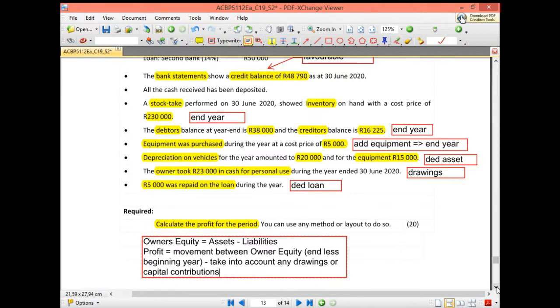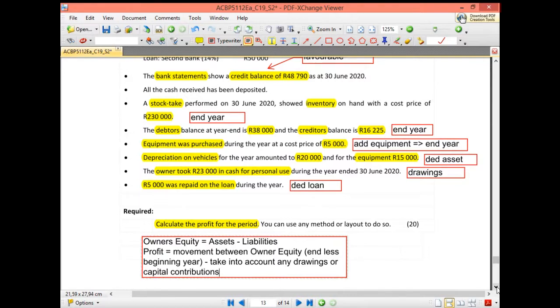So our first step, just taking a step back, we would have to work out the owner's equity. The first thing is working out owner's equity in the beginning of the year and owner's equity at the end of the year to get the movement in owner's equity. And then we'll have to look at, was there any additional capital that was contributed? Was there any drawings amount? And then the balancing figure would be the profit.